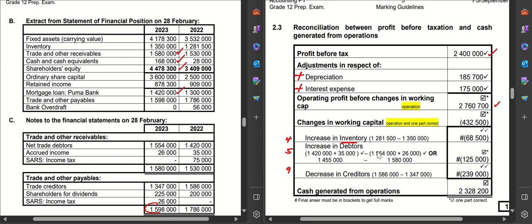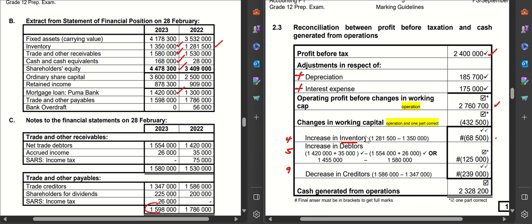In your inventory, you are now simply saying, if you look in 2022, it was 1,281,000. In 2023, it's 1,350,000. You can see that your inventory has increased. An increase in inventory is a cash outflow. Hence, you see here we have brackets. An increase in inventory is a cash outflow. Hence, we have brackets.